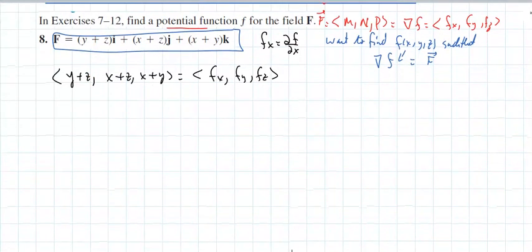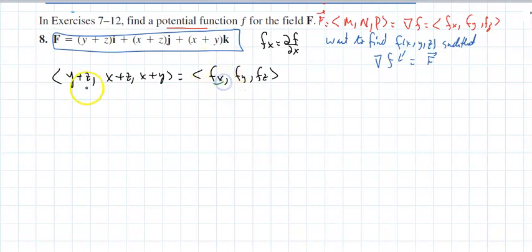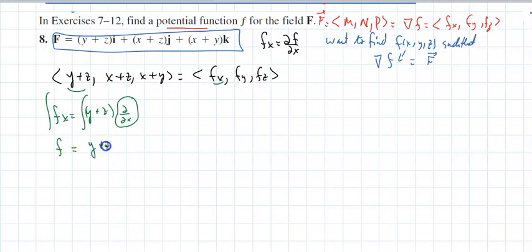So we start off in order. If you take f sub x and set it equal to y plus z, keep in mind when you are integrating, you're undoing a partial derivative with respect to x. That's not really how you write it, but so to speak. I would say f of x, y, z is actually x times y plus z. As far as x is concerned, that's a constant, right? Plus some function of y and z.